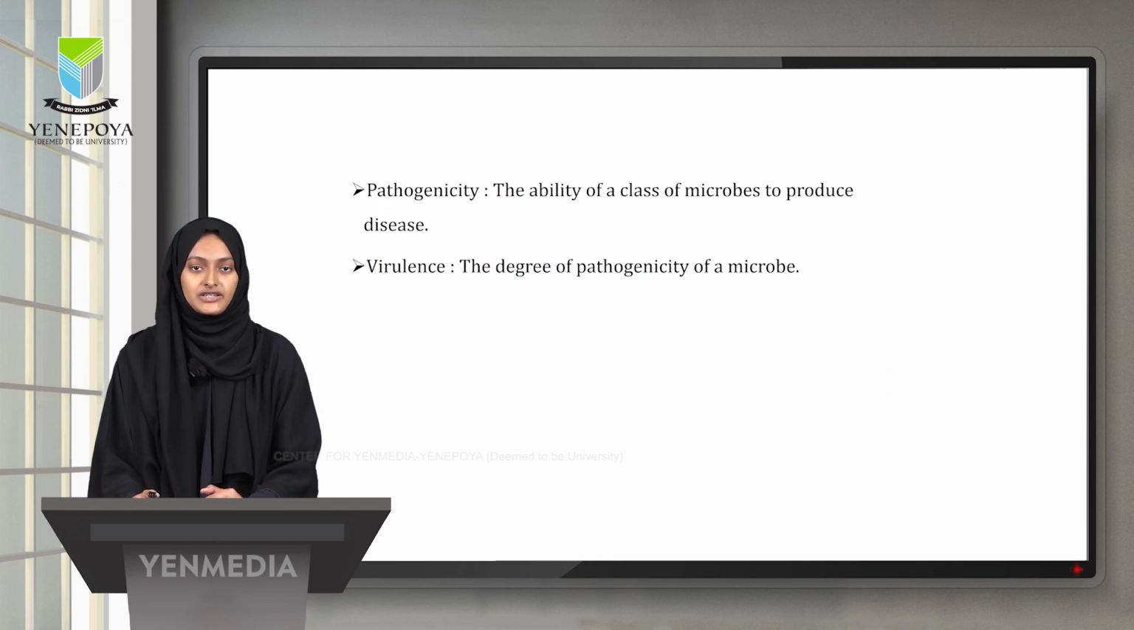Pathogenicity, it is the potential ability of the microorganism to produce a disease, and virulence is the disease producing power of the pathogen.